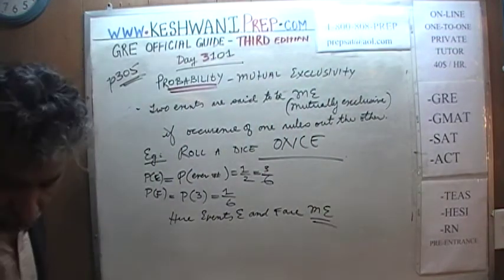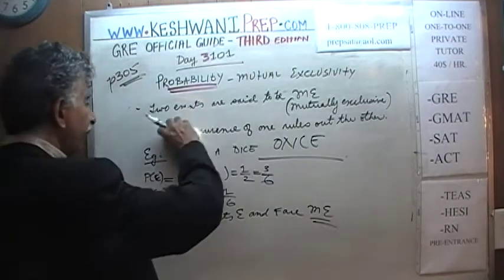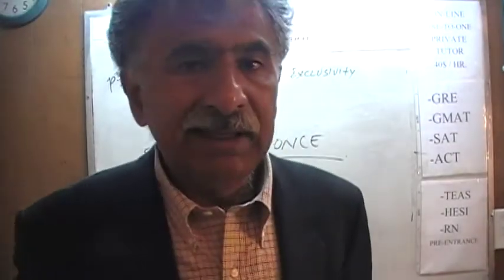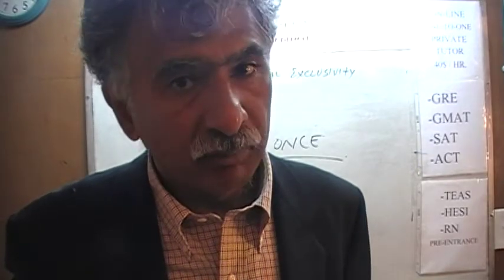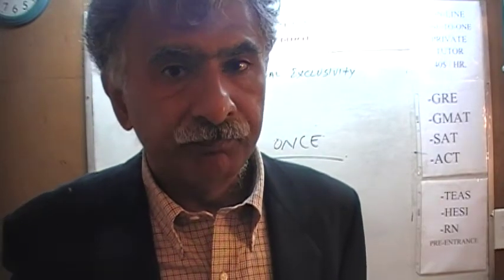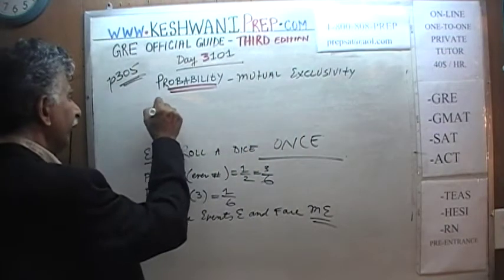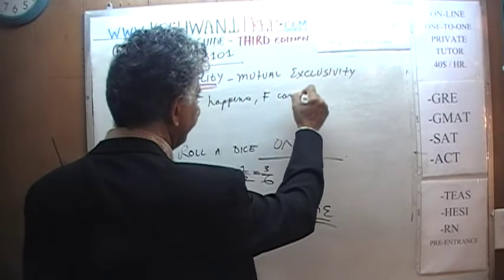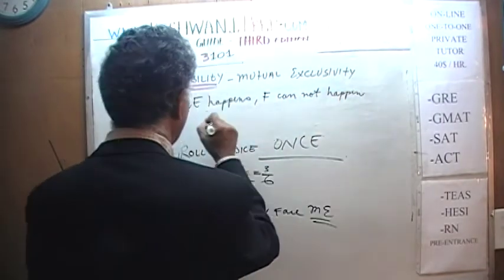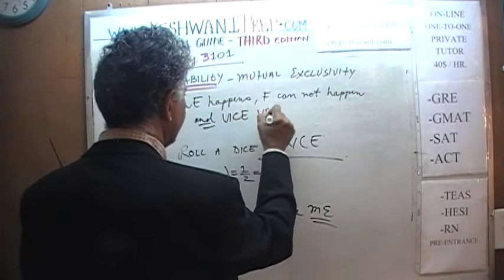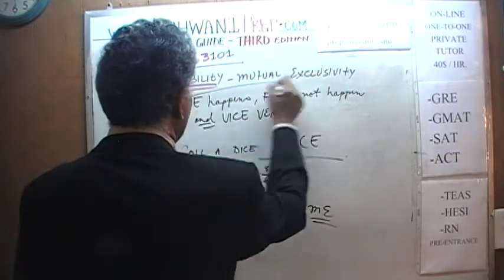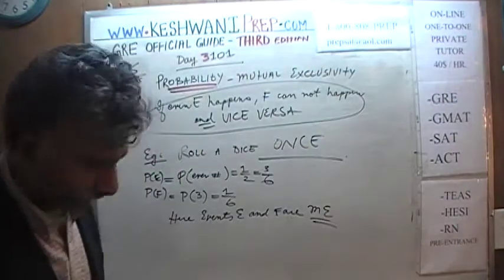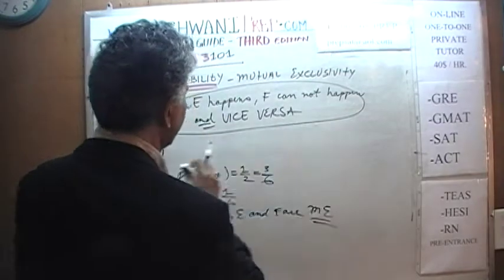Similarly, if I just told you that I rolled a dice and I just rolled a 3. I rolled the dice and the outcome was a 3. Well, given that fact that the outcome was 3, what are the odds that I have also rolled an even number? It rules out the possibility of rolling an even number if I just told you that I rolled a 3. So if event E happens, F cannot happen, and vice versa. In that case, the two events are said to be mutually exclusive. They cannot happen at the same time.